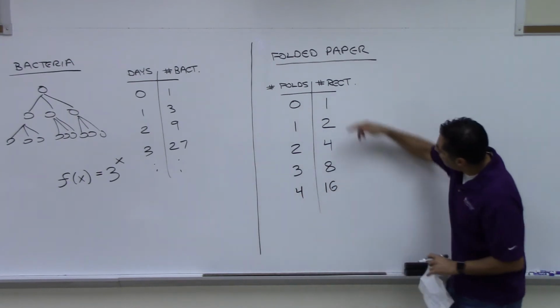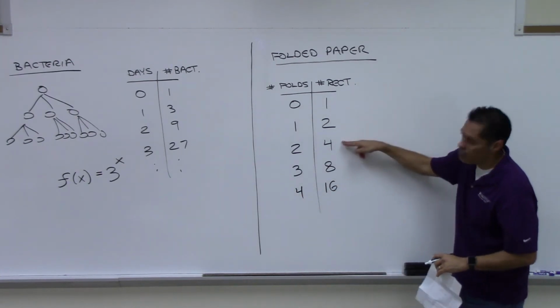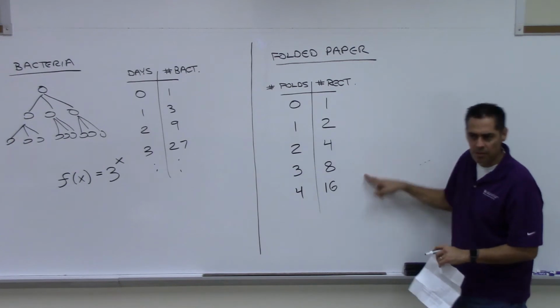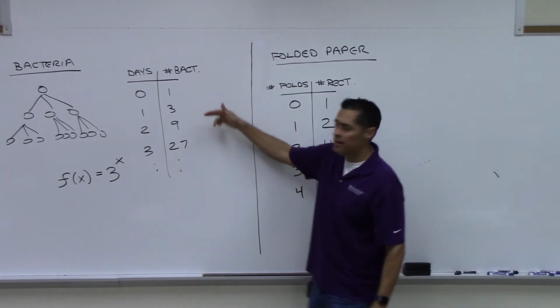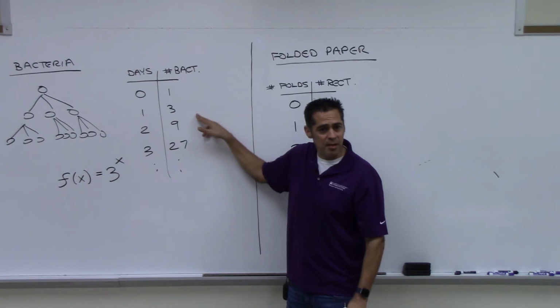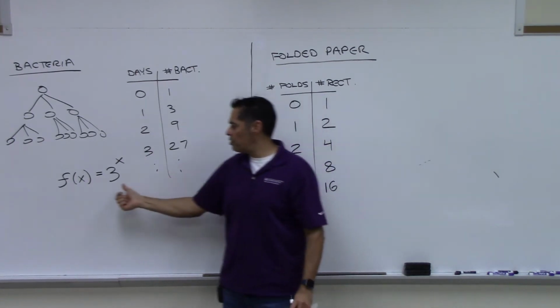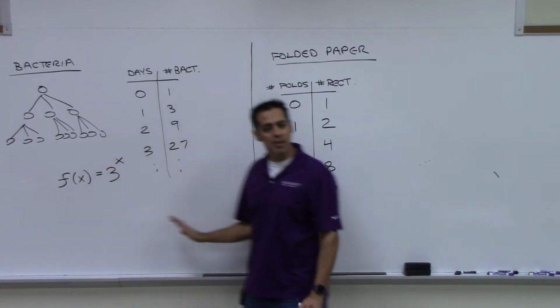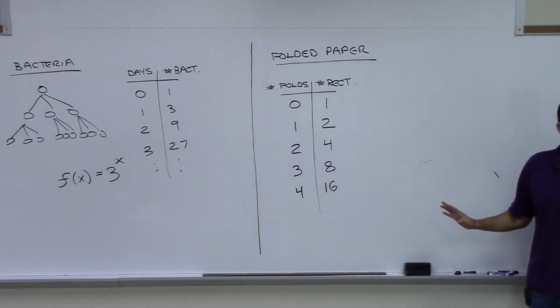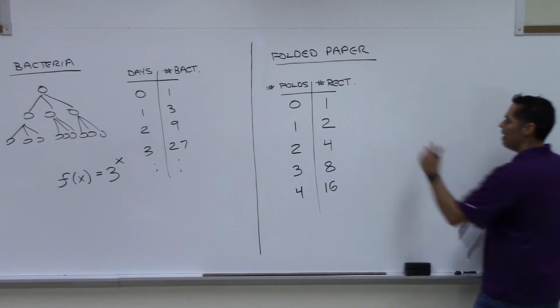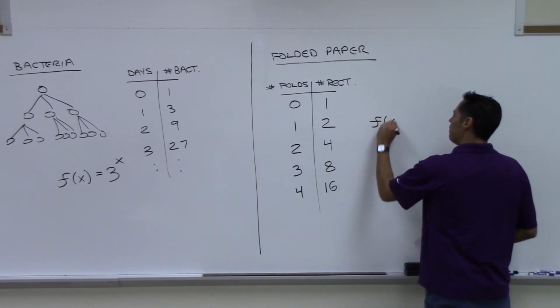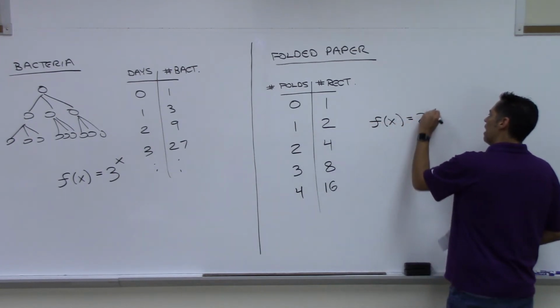So again, the pattern is that each time you go from here to here, you're doubling: times 2, times 2, times 2. Over here with the bacteria, it was times 3, times 3, times 3, right? And because it was times 3 each time, the function was 3 to the x. So what do you think this function is going to be? 2 to the x. Exactly. This function will be 2 to the x.